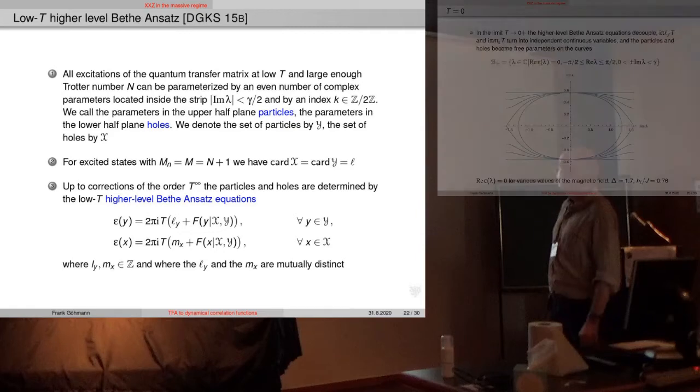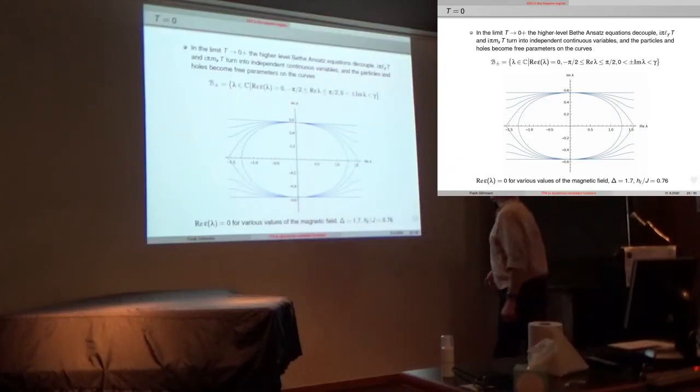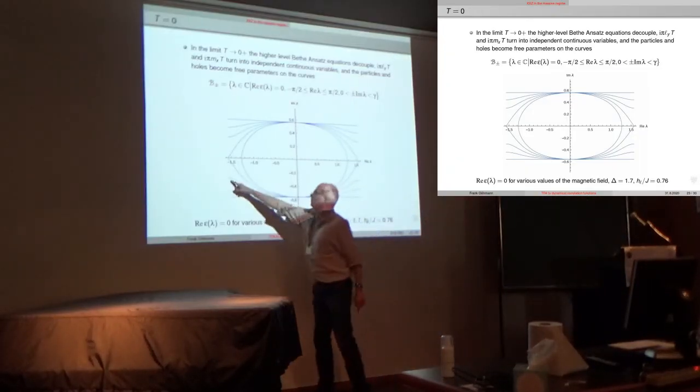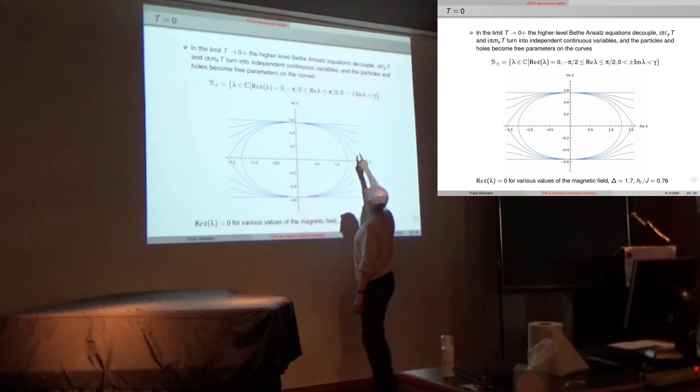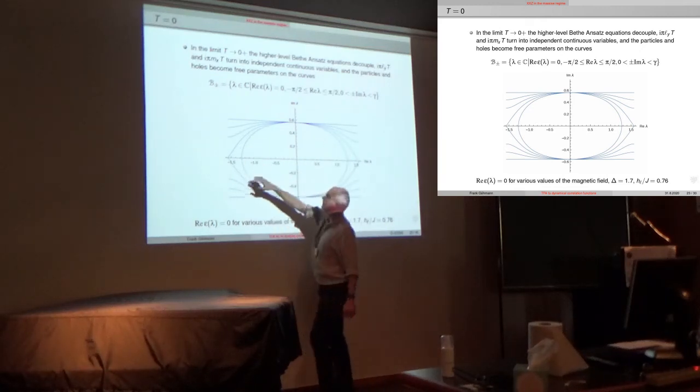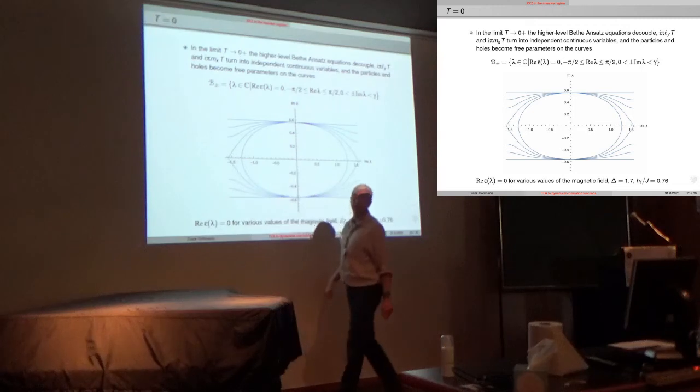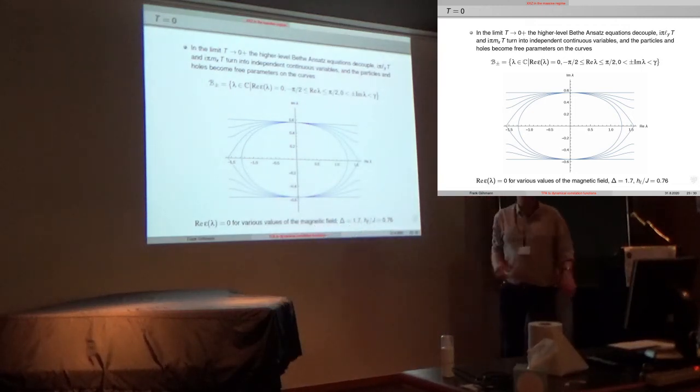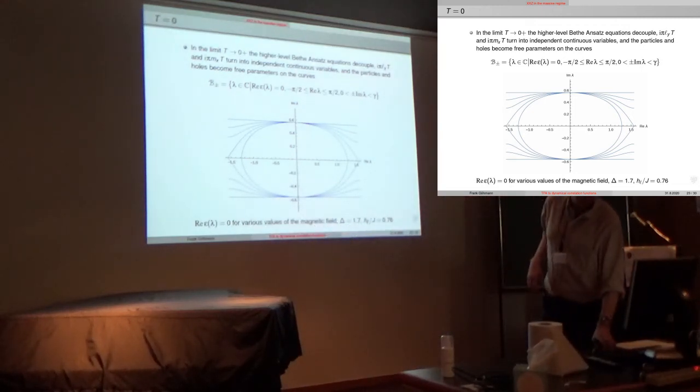Very nice. So those are the curves. And this massive case means open curves. Here are the holes, and here are the particles. And this is already the critical case, which we are not considering. Closed curves in the critical case, open curves in the massive case. And they condense to these curves when t goes to 0.